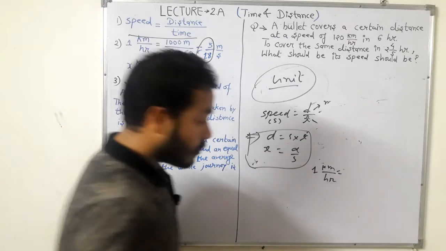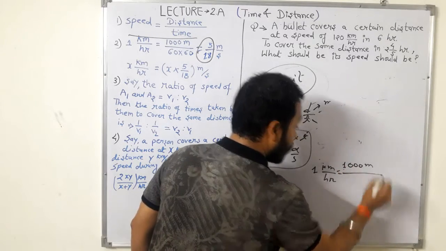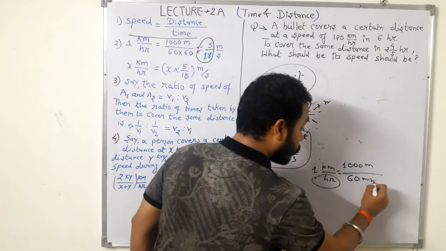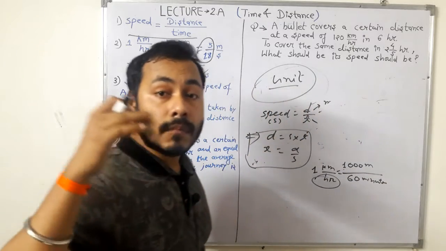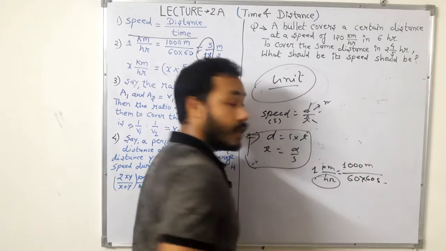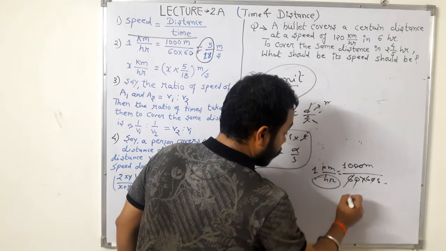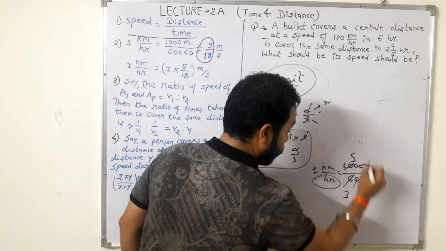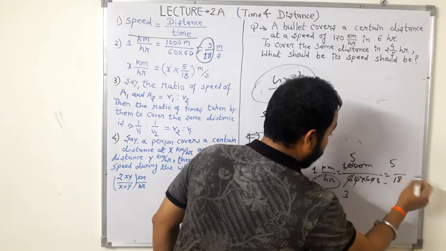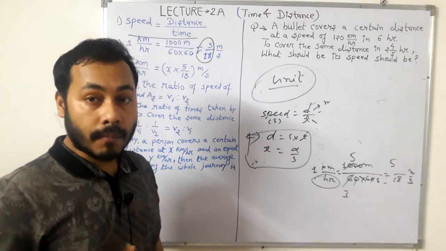But how exactly does it come? Let's see. 1 kilometer is equal to how many meters? 1000 meters. And 1 hour is how many minutes? 60 minutes, isn't it? In 1 minute we have 60 seconds. So in 60 minutes we have 60 cross 60 seconds. Let's simplify it. 2 zeros gone, 2 5. So below we have 18, 3 cross 6, above we have 5. So 5 by 18 meter per second. 1 kilometer per hour is equal to 5 by 18 meter per second.